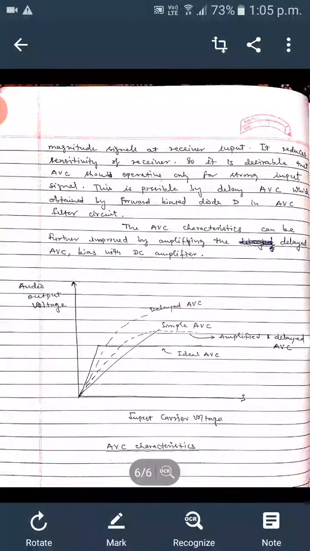Okay, this is a complete circuit for the automatic volume control.